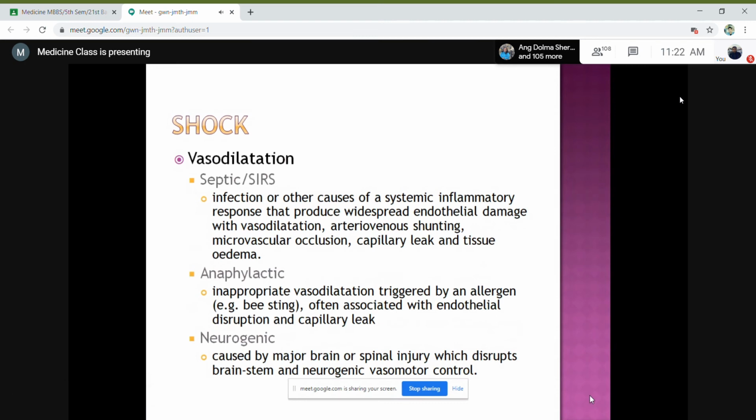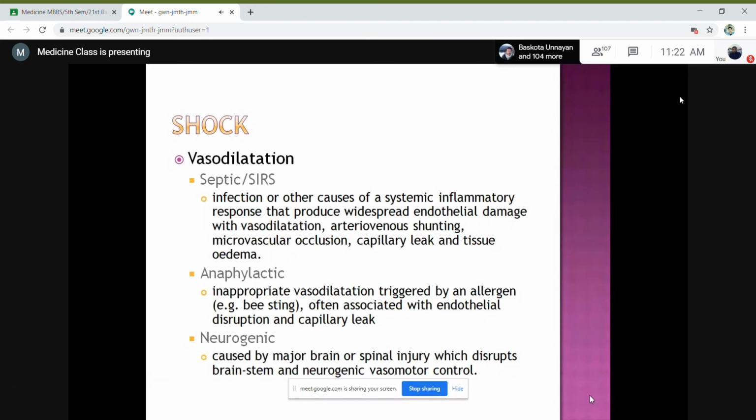And shock due to vasodilatation, septic shock, or systemic inflammatory response syndrome. Infection or other causes of systemic inflammatory response that produces widespread endothelial damage with vasodilatation, AV shunting, microvascular occlusion, capillary leak, and tissue edema.